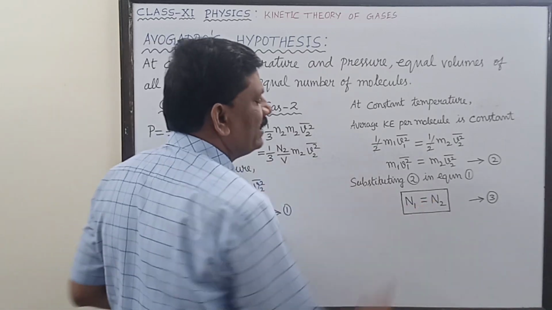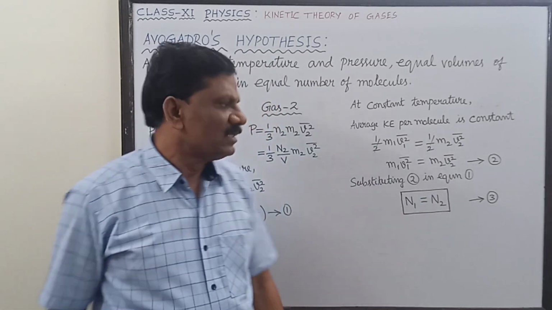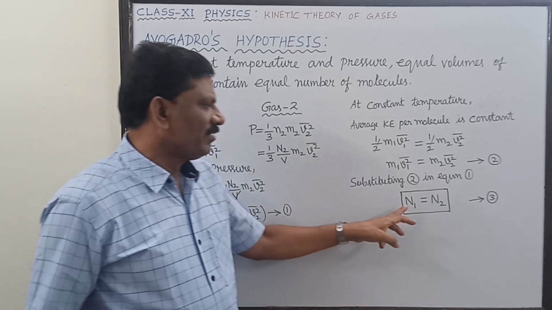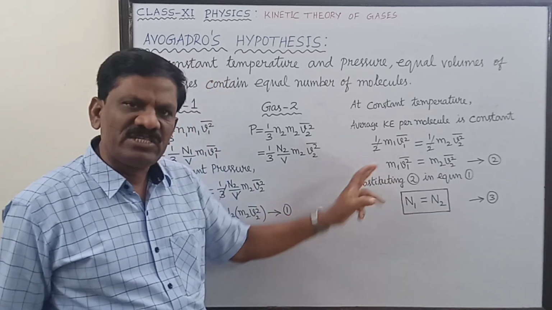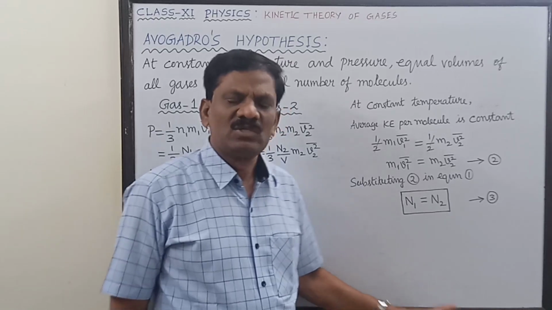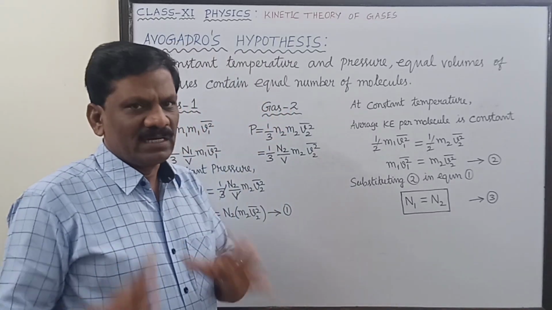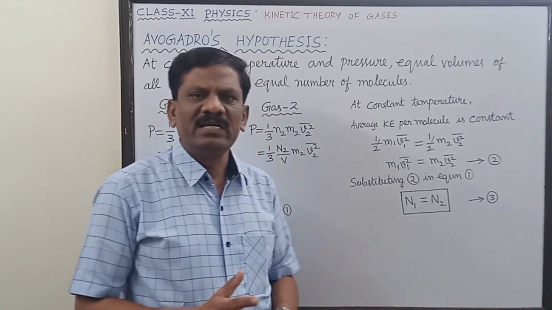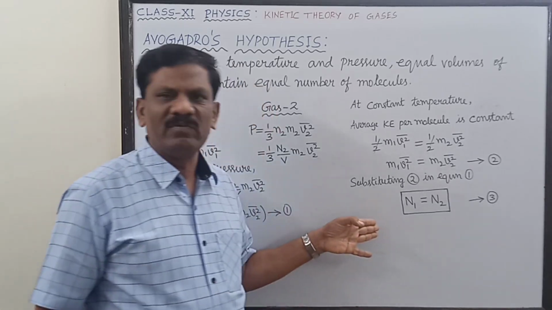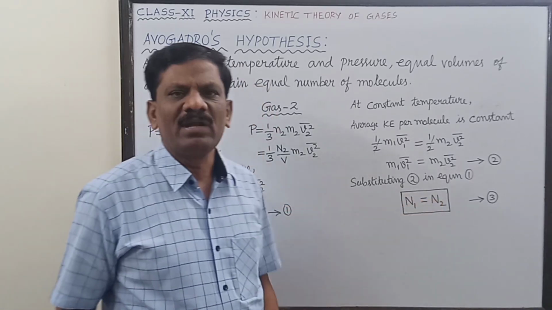Therefore, I get N1 is equal to N2. What do you mean by that? The number of molecules of the first gas is also equal to the number of molecules of the second gas. So we have proved that at constant temperature and pressure, equal volumes of two gases will have equal number of molecules.